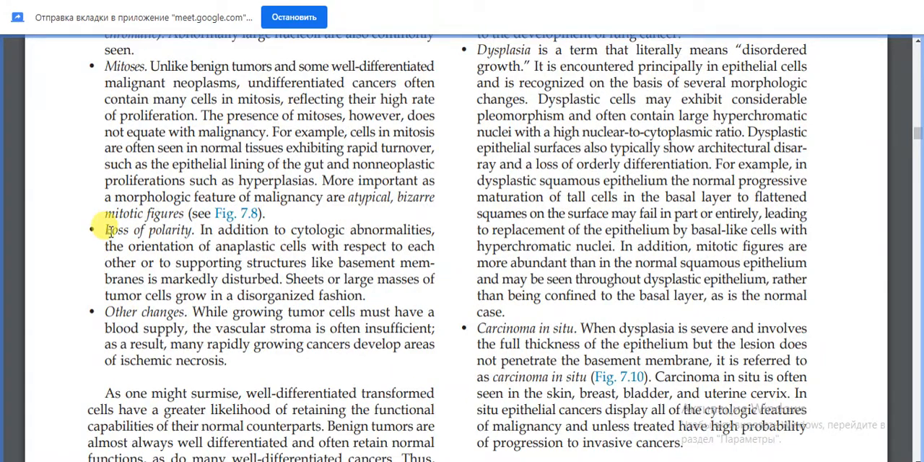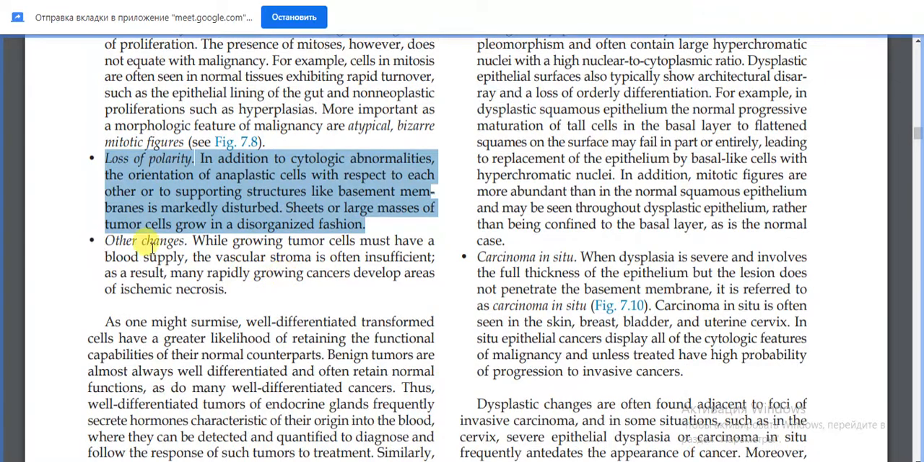Then loss of polarity, as I said. In epithelial tissue we usually have polarity, and polarity defines the normal differentiation of the cell. But when differentiation is lost, it's a sign that it is anaplastic. Other changes depend on the site of location.